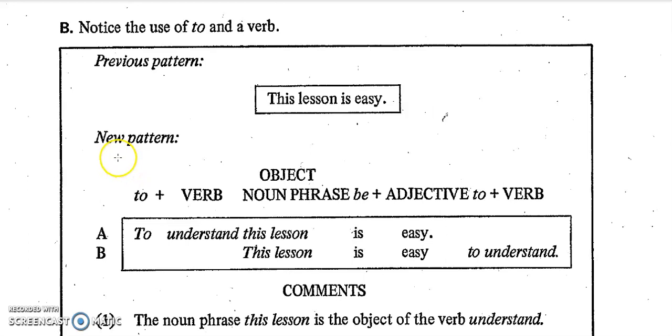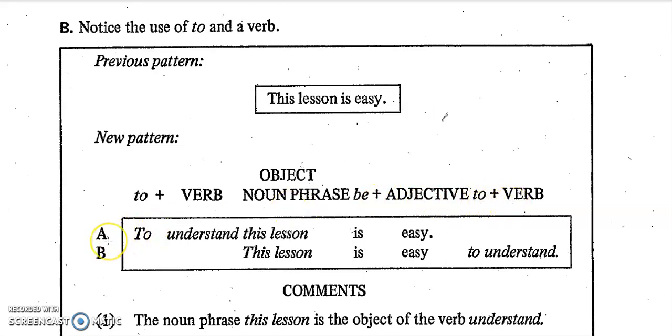And then on the new pattern, we will learn how to add to infinitive to this kind of construction. So the construction will be, first you add to and then the base verb, and then a noun phrase, which will be the subject, plus be to connect the adjective, and then to plus verb. So you can either use to plus verb plus noun phrase plus be plus adjective, or you can use noun phrase plus be plus adjective plus to plus verb.